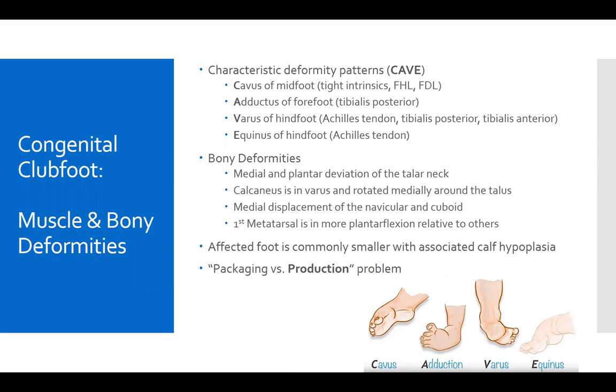The affected foot is also commonly found to be smaller than a normal foot, and there's also associated calf hypoplasia on that side as well. And usually when we talk about clubfoot compared to our other foot deformities in children, we like to think about a packaging versus a production problem. So clubfoot is considered a production problem. It's something that happens in utero in our children that causes these muscular and bony deformities to take on the shape of the clubfoot.